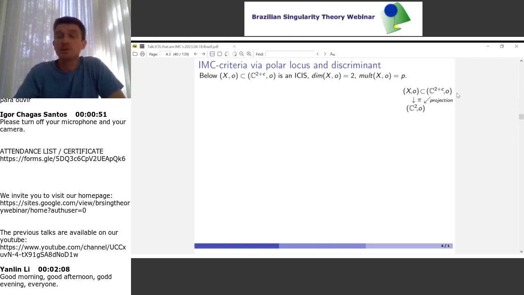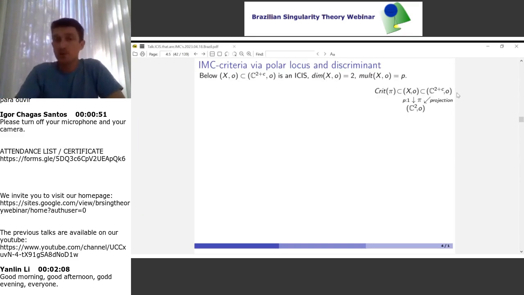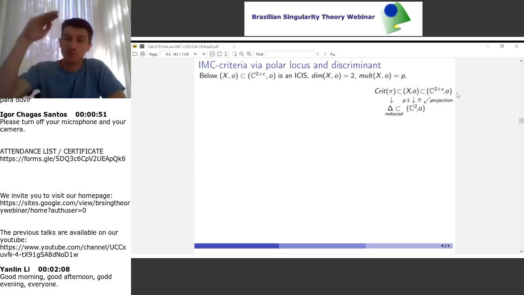And we assume that this restriction, this pi, is finite, which is a very mild restriction. I don't want any non-finite morphisms. So let pi be finite. Then it is a ramified covering. It is p to 1, because the multiplicity is p. We have some germ, which could be complicated, and it covers the plane. Then we have the critical locus of pi, or the polar locus, as you prefer. The critical locus is mapped to the discriminant. The discriminant is a plane curve singularity. It sits inside the plane.